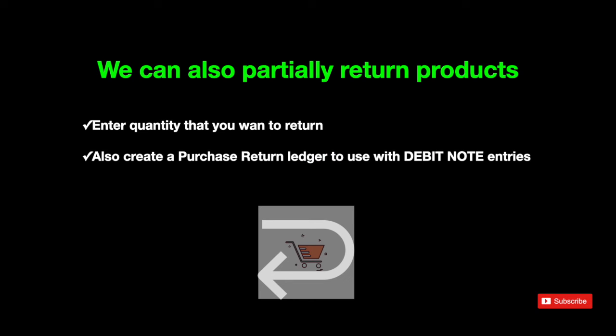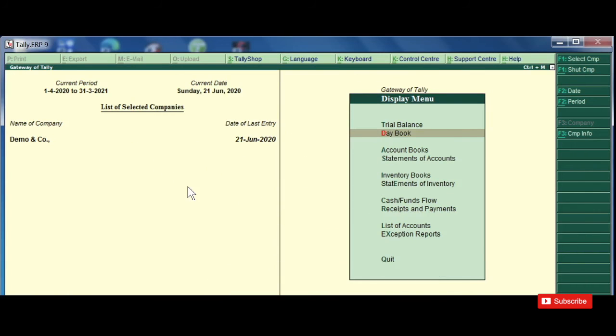Now you need to choose the ledger. In my case it is purchase ledger. And then after you choose the purchase ledger, press Enter. And then when you come back to the debit note screen, press Ctrl+A to save this entry.